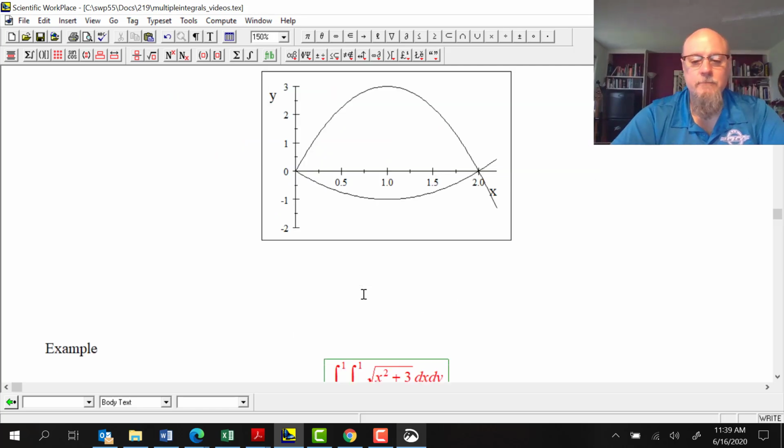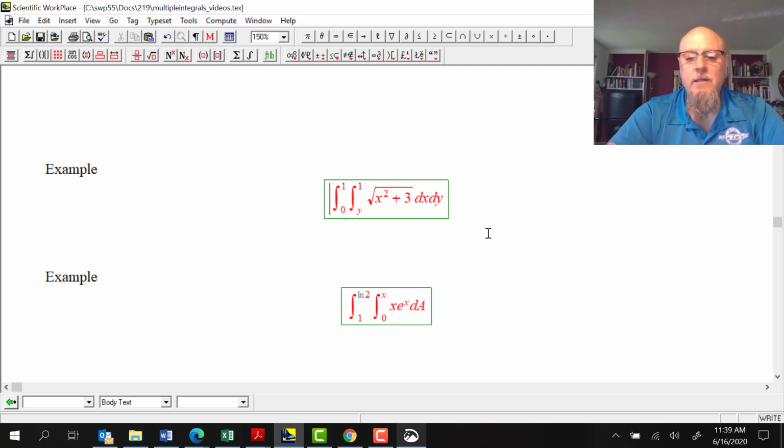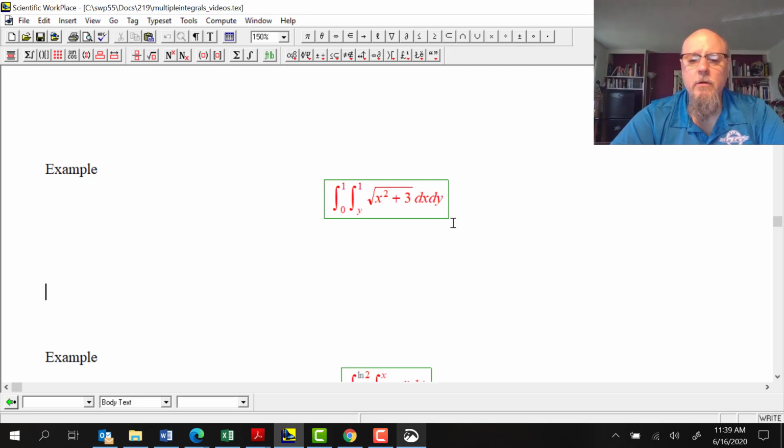Here's one now. Okay, it's a double integral, dx dy. I've got to integrate this with respect to x. Now, that looks like trig sub. Oh, but let's just look at the footprint for a second.